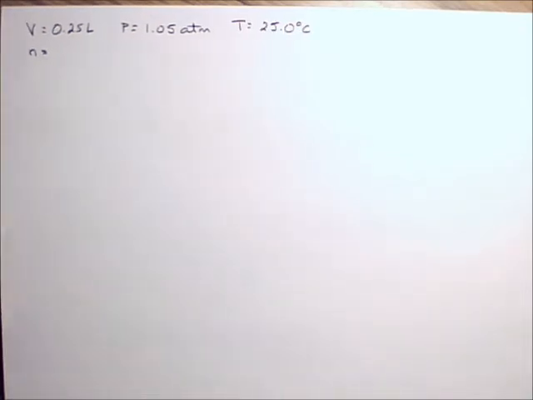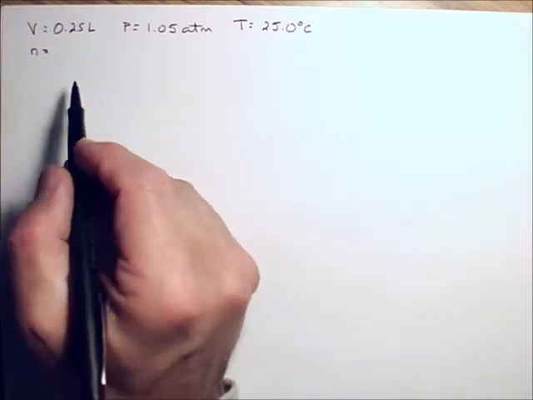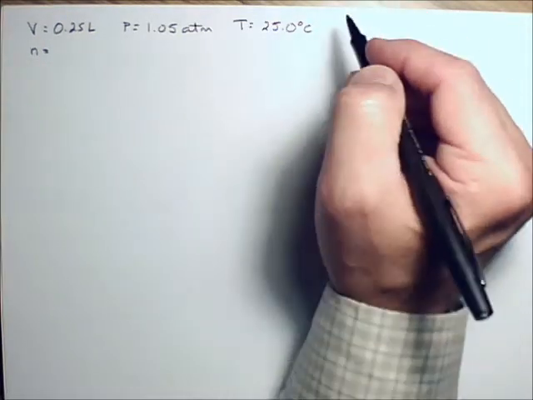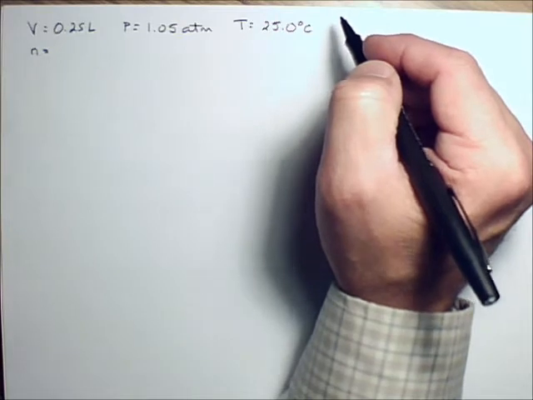Well, N is the symbol we use for the amount of gas, and it's always measured in moles. Moles is the SI unit, the International System of Units unit, for measuring the amount of a substance. So this is how we're going to measure the amount of a substance.